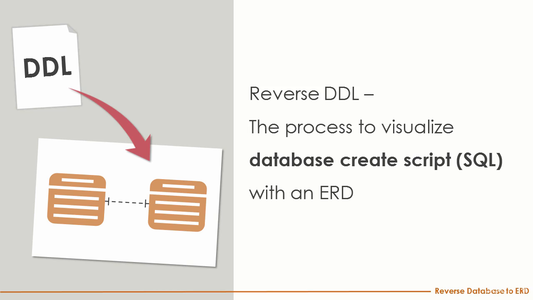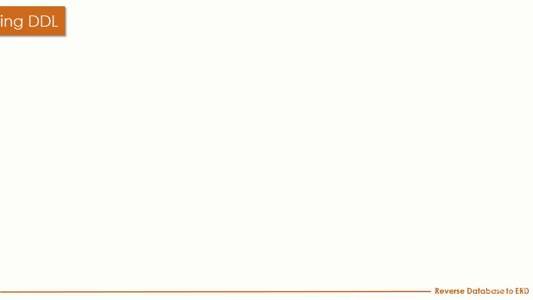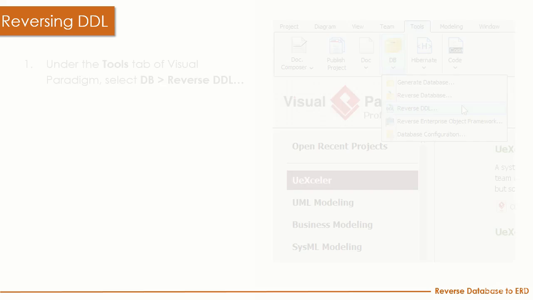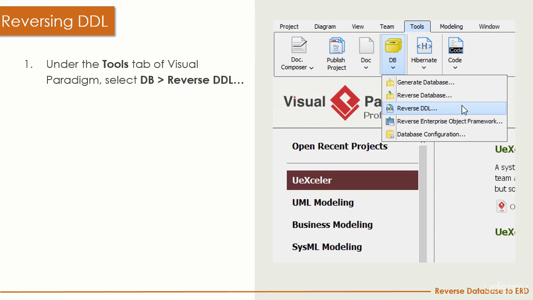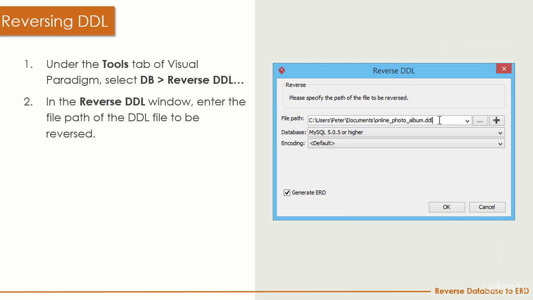I've just shown you how to reverse a database from an online database. Sometimes you may not have a direct connection to the working database. We can also reverse the data definition language, the DDL, which is a text file. Reversing the DDL is similar to reversing the database. You just go to Tools, DB. This time you choose Reverse DDL.